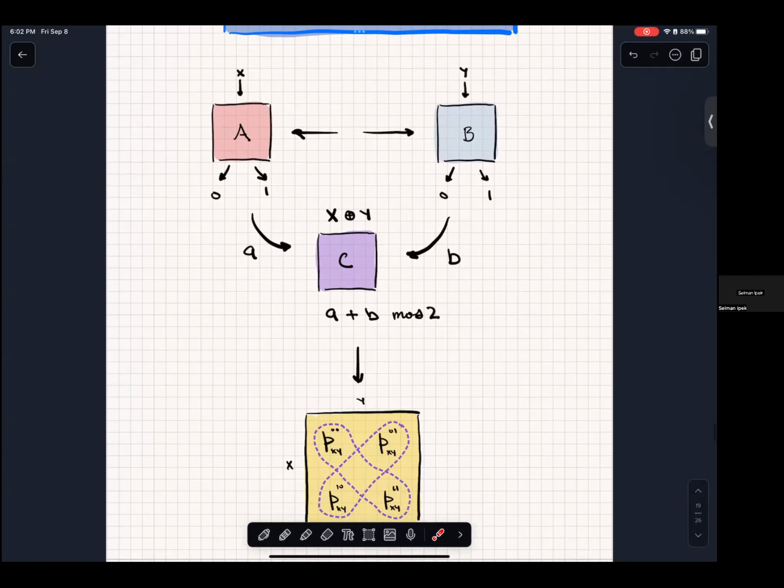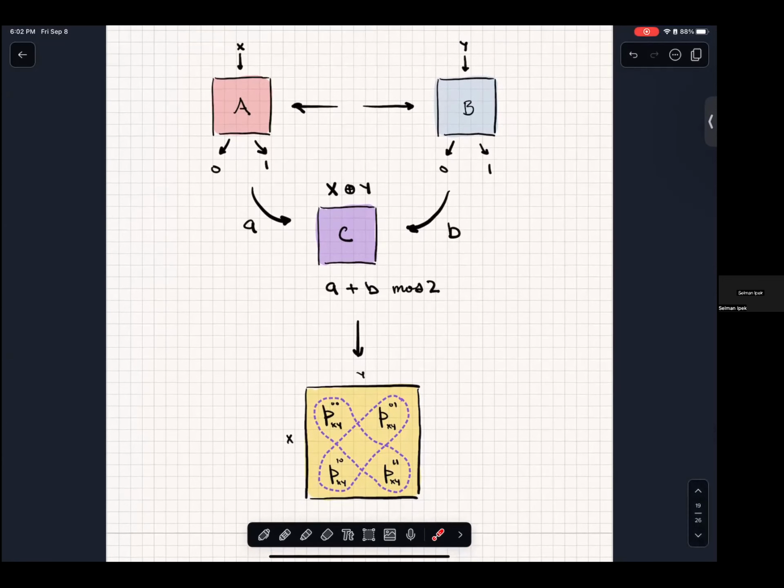So the probability that Charlie gets an outcome 0 will be the sum of the probabilities for Charlie to see the outcome 0. That happens when Alice and Bob send him outcomes 0, 0, and when Alice and Bob send him outcomes 1 and 1. So to get that probability, you sum these two numbers along the diagonal. To get the outcome 1, you have to sum these two probabilities, for example.